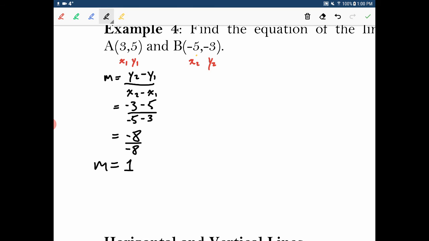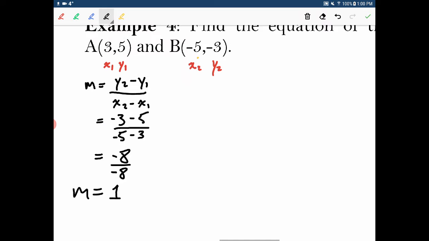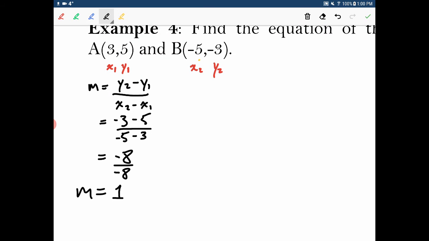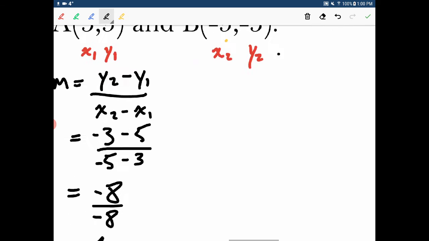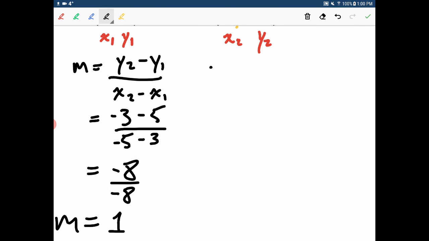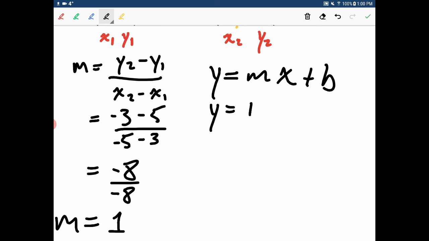All right. So now it's exactly the same as example 3. The numbers are different, but we follow the same process. Now we're ready for our other important equation. We've got y equals mx plus b. And we say, well, now I know that m is equal to 1, so I would have y equals 1x plus b.